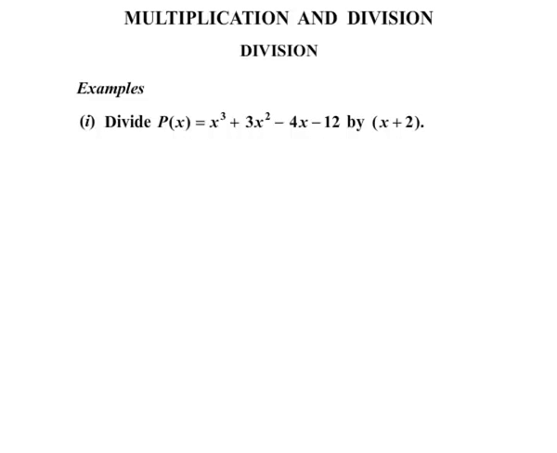Examples. We need to divide p of x, okay, the polynomial in x, which equals x cubed plus 3x squared minus 4x minus 12. I'm going to divide that by x plus 2.